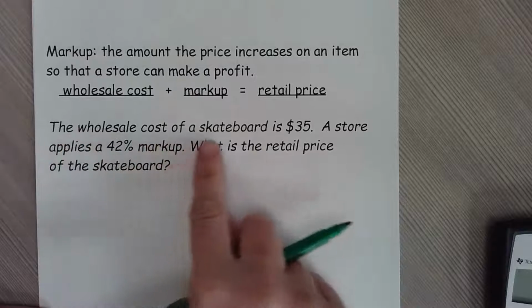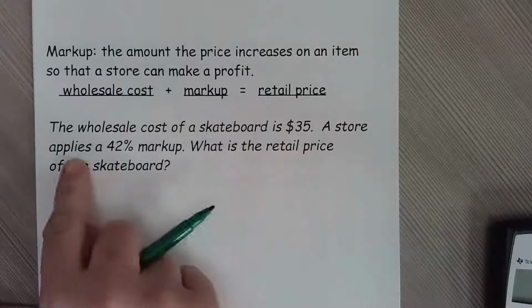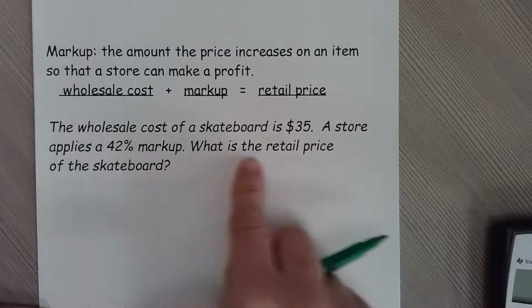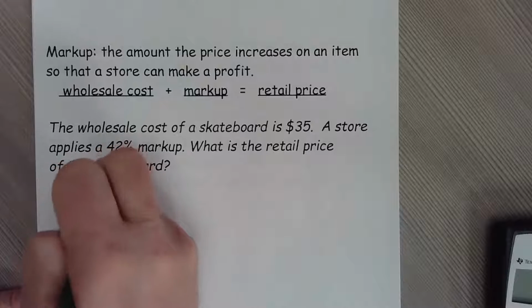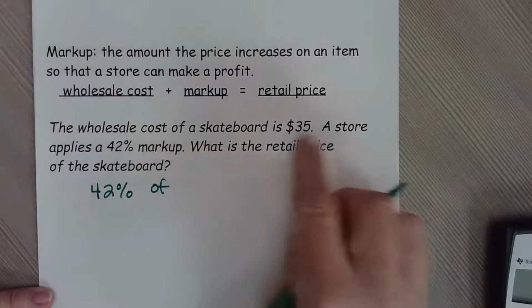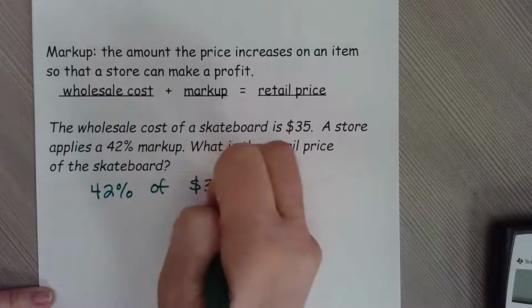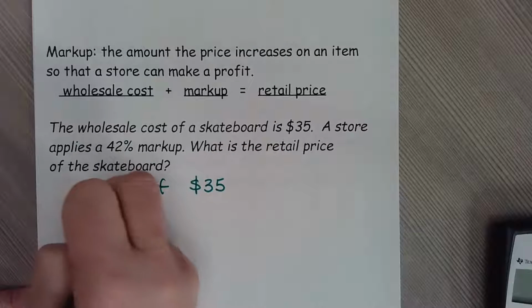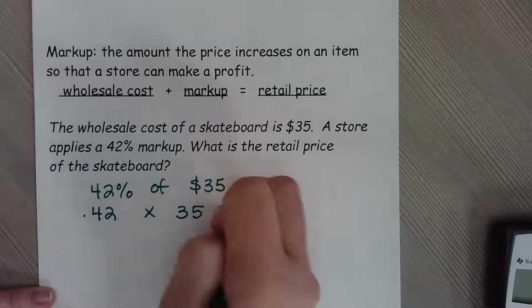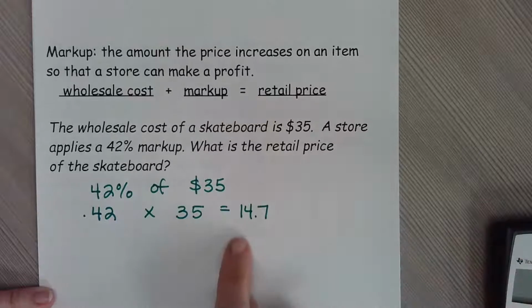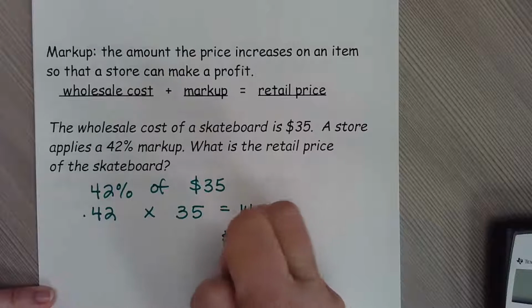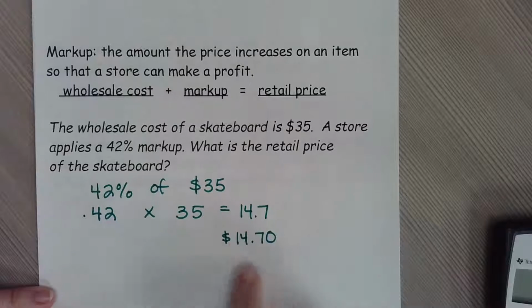So it says the wholesale cost of a skateboard is $35. A store applies a 42% markup. What is the retail price of the skateboard? So we first want to find 42% of $35, which would be 0.42 times 35. Use your calculator, you get 14.7. Again, let's write this in money form. Let's put a dollar sign, 14.70. So $14.70. That's not our final answer.